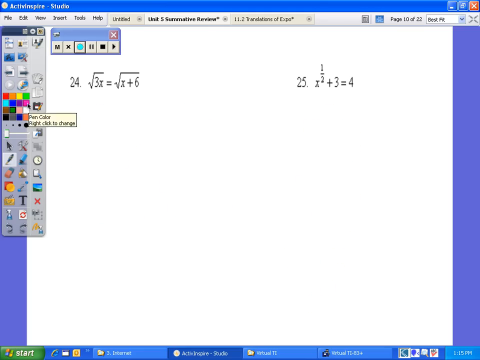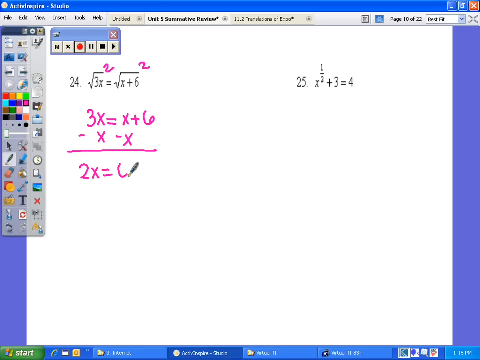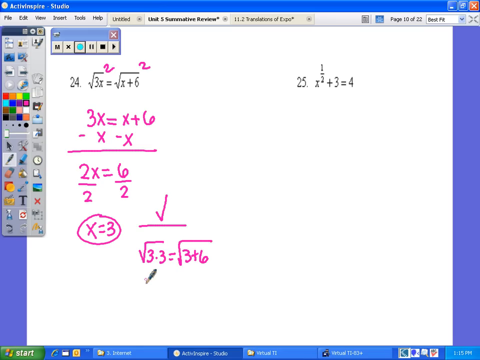Okay, next one I did in class as well. So you square it. You get 3x equals x plus 6. Minus x on both sides, you get 2x equals 6. Divide by 2, x equals 3. Check it. And you get 3 times 3 equals 3 plus 6. Well, 3 times 3 is 9. 3 plus 6 is 9, so it checks out.